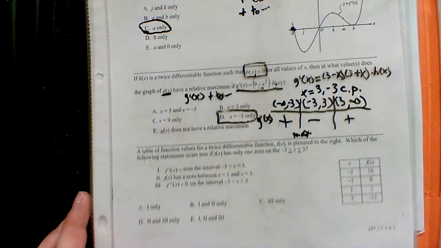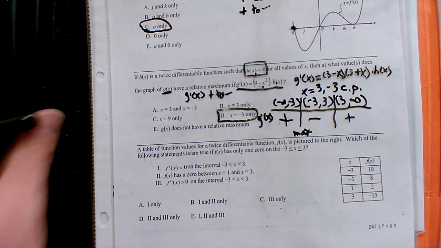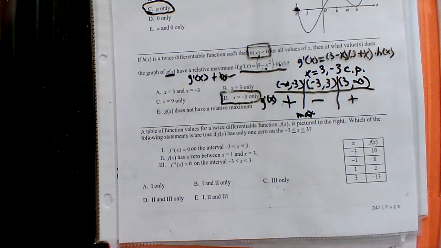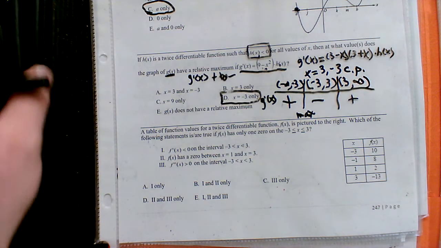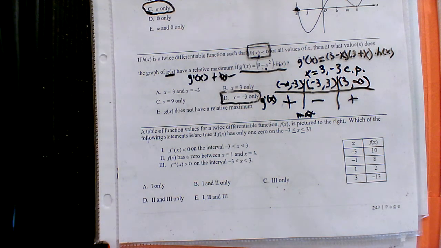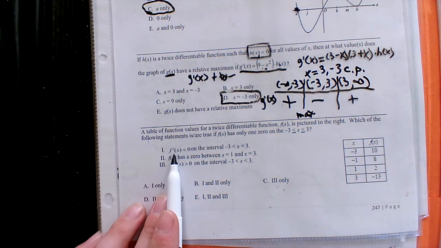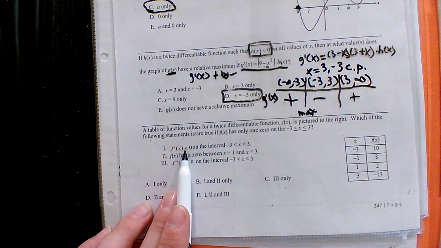All right, one problem left. A table of function values for a twice differentiable function f of x is pictured to the right. Which of the following statements is or are true if f of x has only one zero on the interval from negative 3 to 3? So let's look at it one at a time. Is the first derivative less than 0 on the interval from negative 3 to 3?